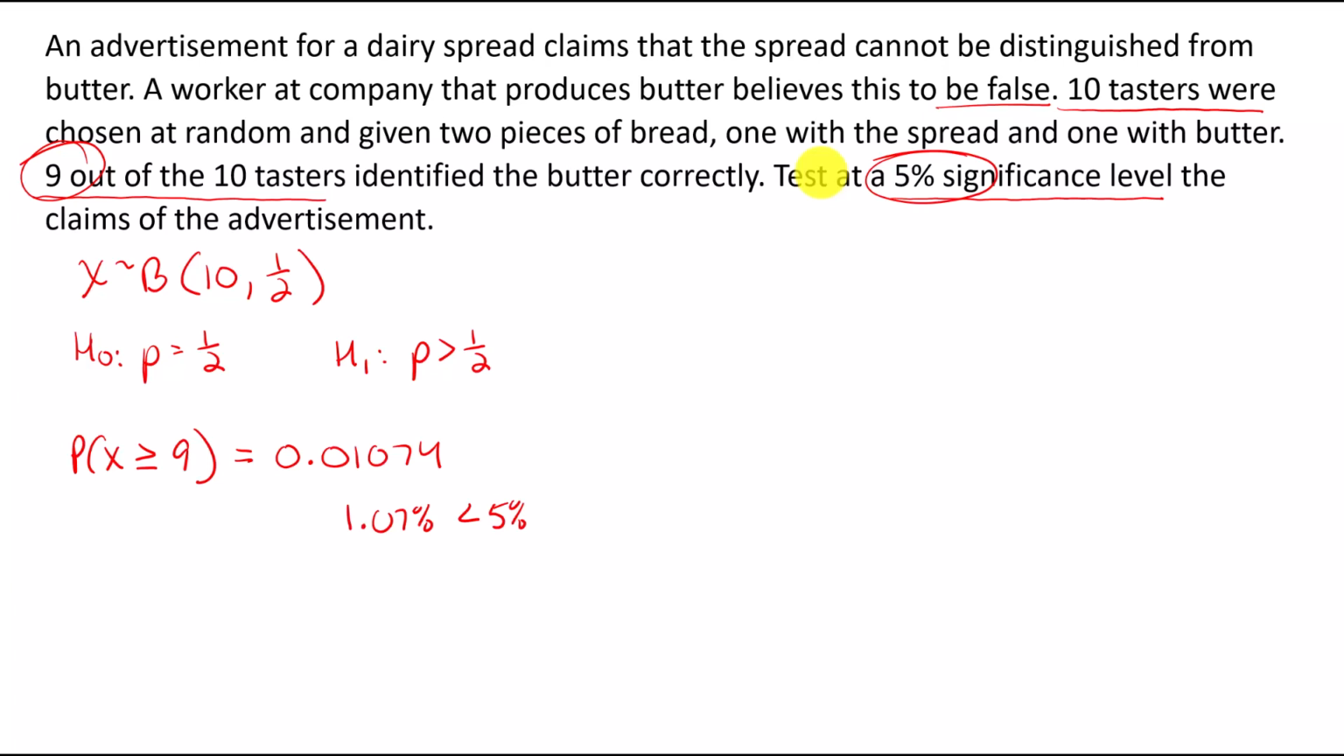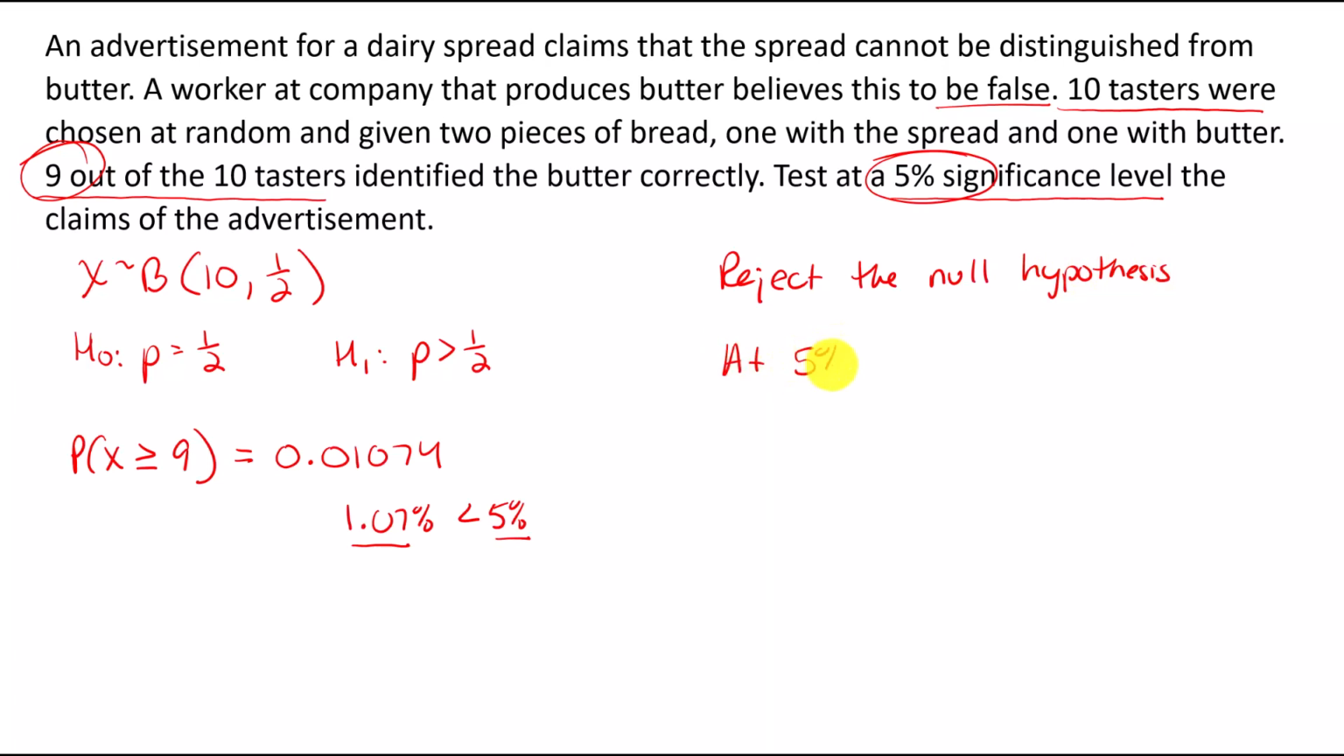So I want you to take another minute and make a statement. Are we rejecting the null or failing to reject the null? And then make a statement. Okay, so remember, when this is less than our significance level, we are going to reject the null hypothesis. Okay, so we're going to make a statement.